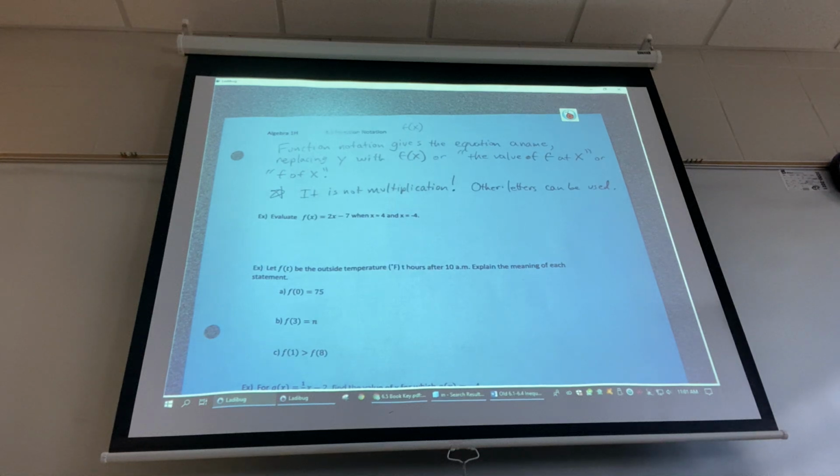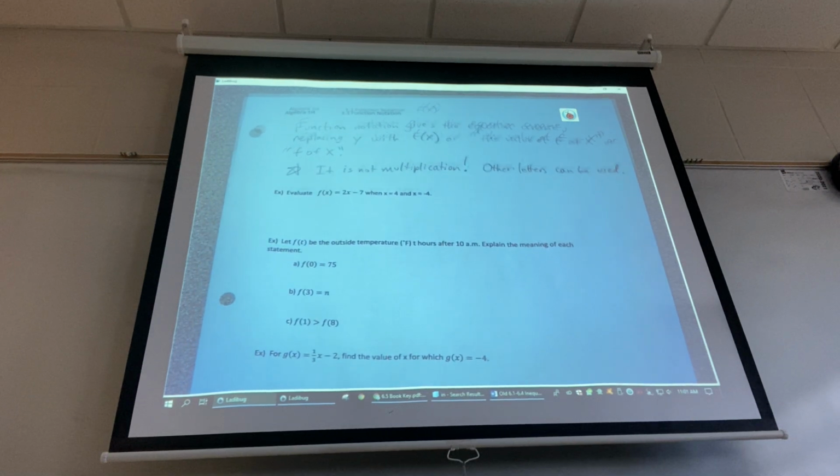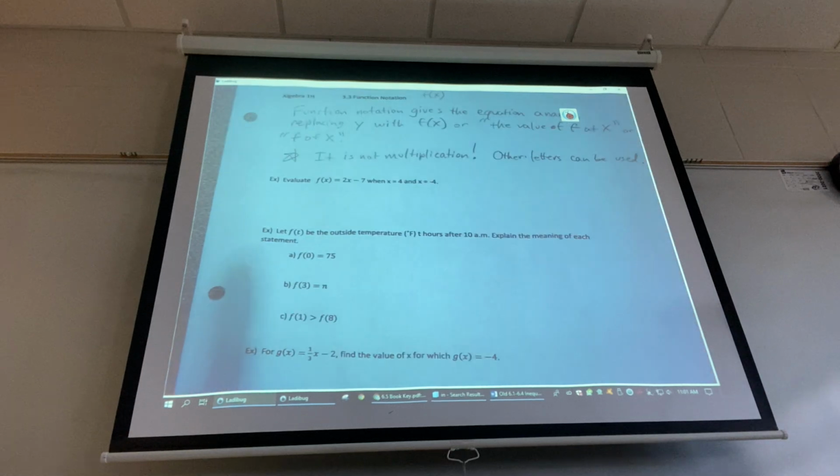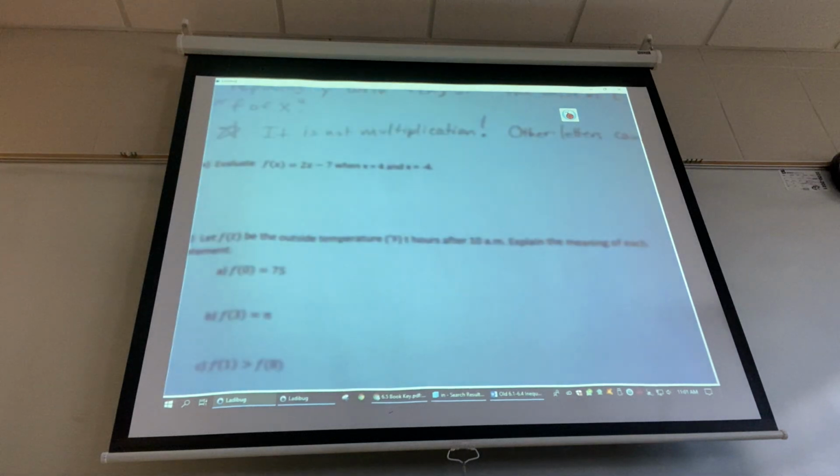Are you guys familiar with function notation? Have you seen this before? No. Oh, okay. So let me show you an example of this. On our first example, it says evaluate f of x, or f's value at x, when f of x is equal to 2x minus 7. But then they tell us some x values to use. Now we do business.